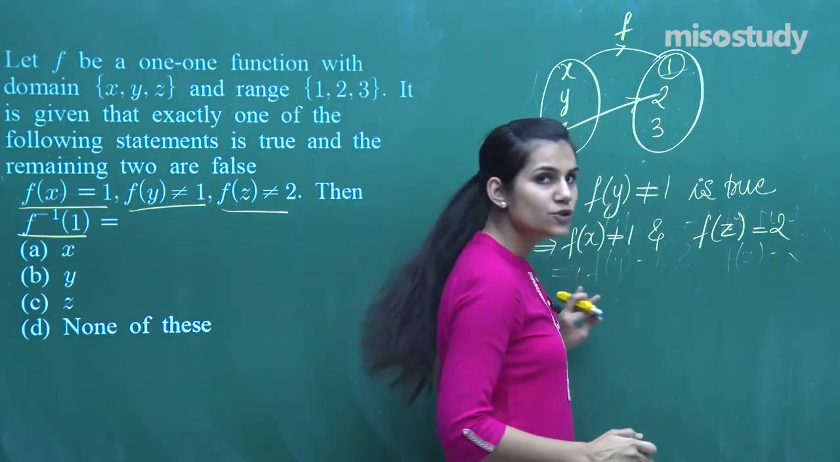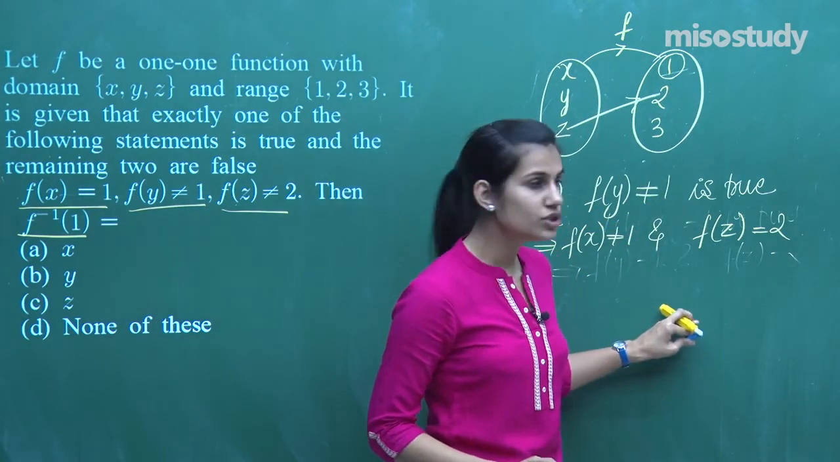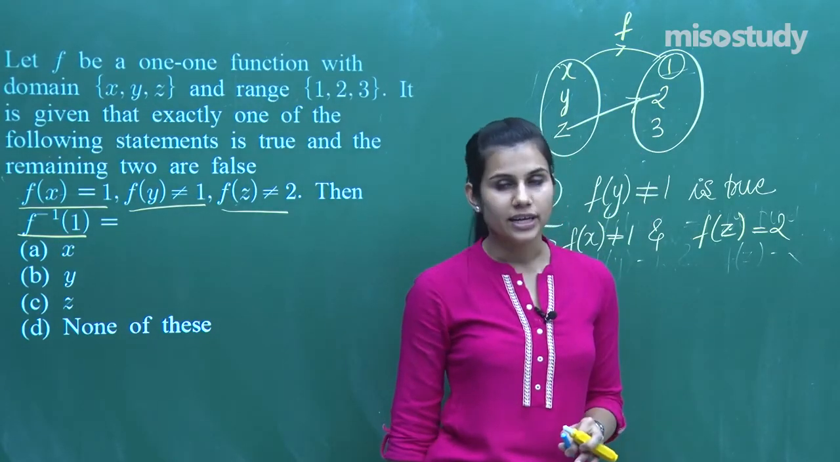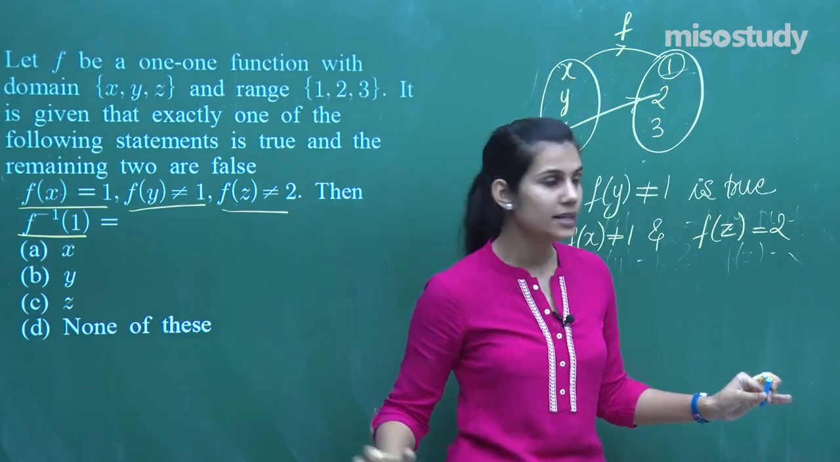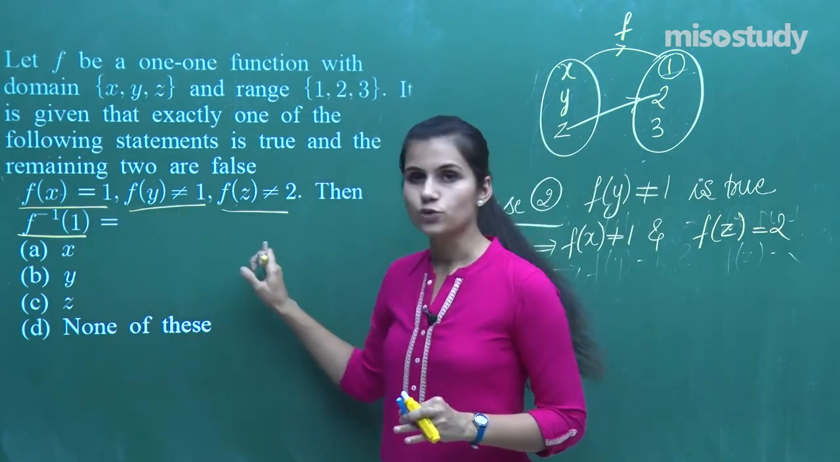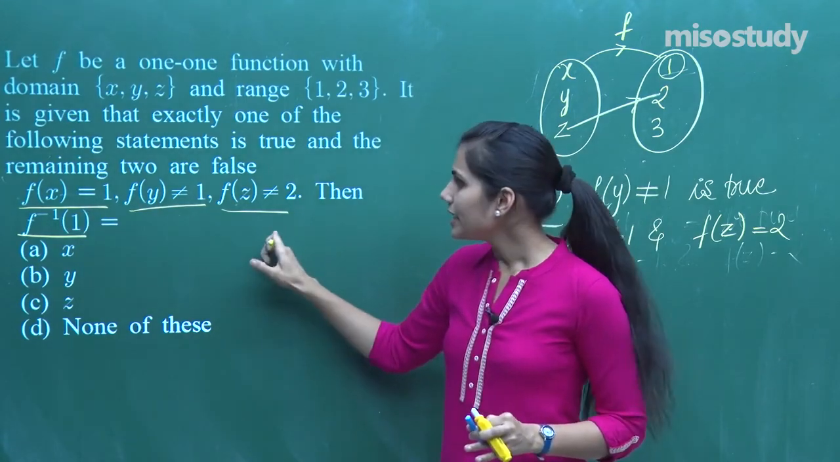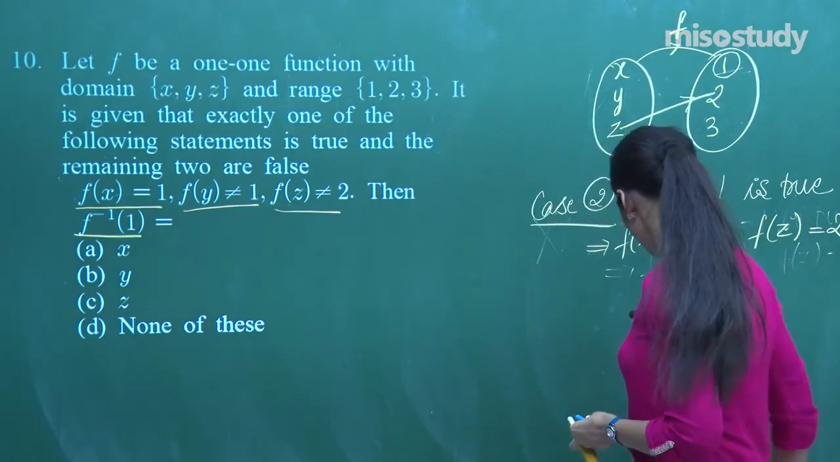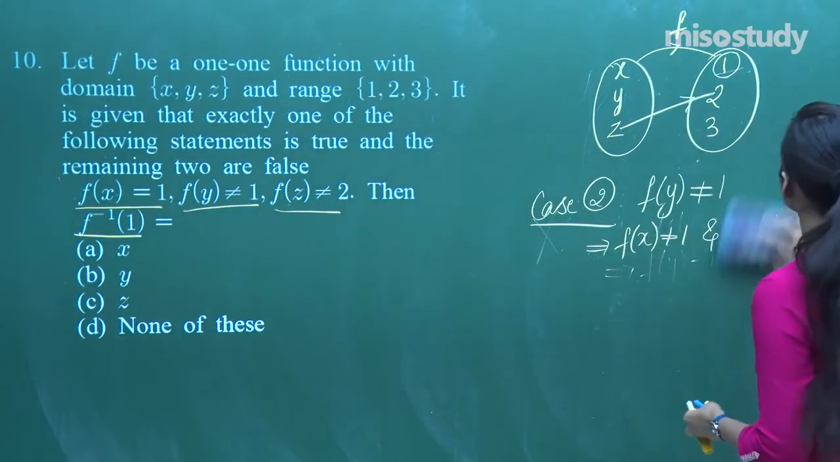And even in case 2, therefore, we are not getting the correct conclusion that f is 1-1. Is this situation giving us the correct answer? No, it's not doing that. And therefore we cannot have the second statement true and the rest two false. So the only case left is, what if the third statement is true and the rest two are false? Let's see what happens then.